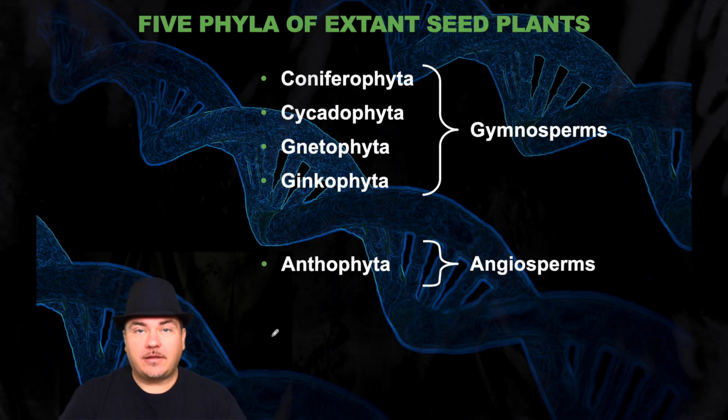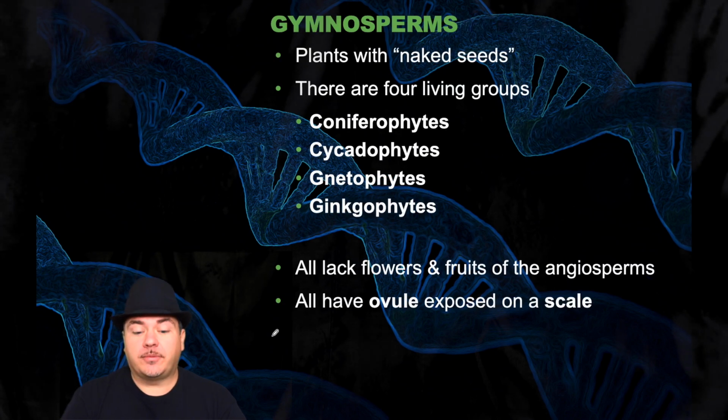There are 5 phyla of living seed plants. Within the Gymnosperms, we have the Conifers, the Cycads, the Gnetophyta, and the Ginkgo biloba. And then within the Angiosperms, we have the Anthophyta. So let's talk about the Gymnosperms first. Gymnosperms are plants with naked seeds. There are 4 living groups. We'll go through each of them one by one.